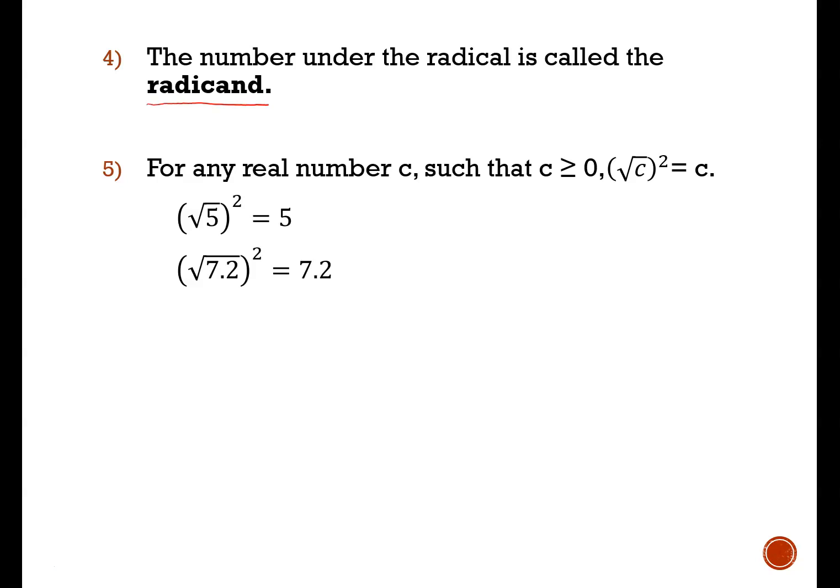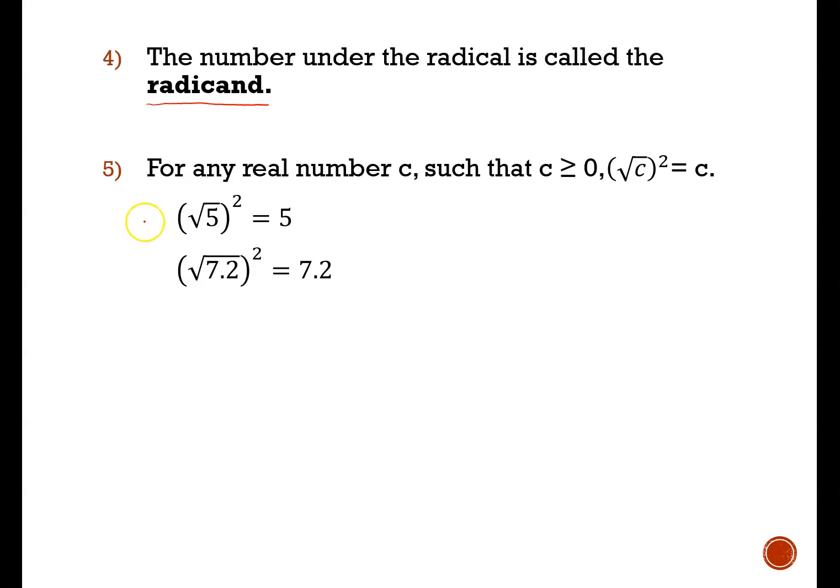And property 5, for any real number c, such that c is greater than or equal to 0, the square root of c squared equals c. Now, that may be a little hard to understand with all those c's, but look at the examples. The square root of 5 squared equals 5.